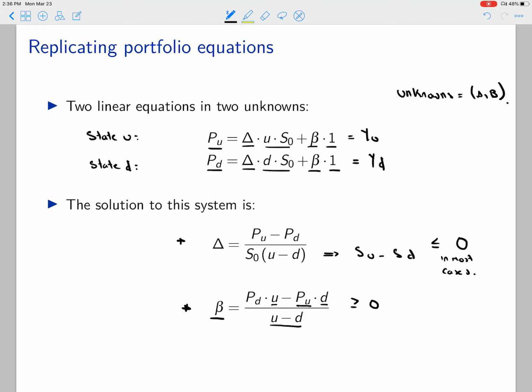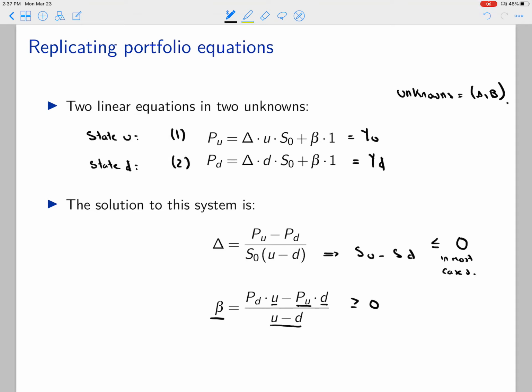Delta and beta are given by the equations below. We can just memorize these if we want, but it's more useful, in my opinion, if we remember how we arrived at this solution in the first place. The way you do so is you just stack the equations, the system that you want to solve. So say we have the system above. We note the state U equation as maybe equation 1.